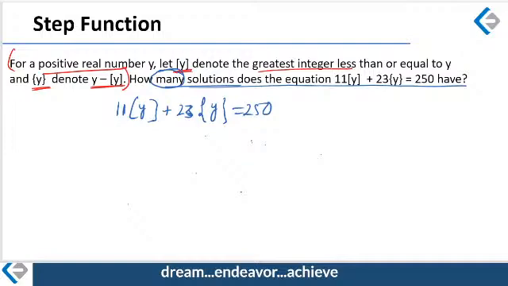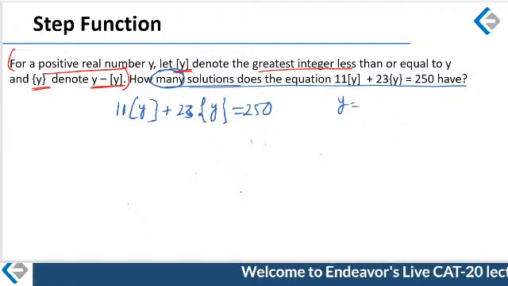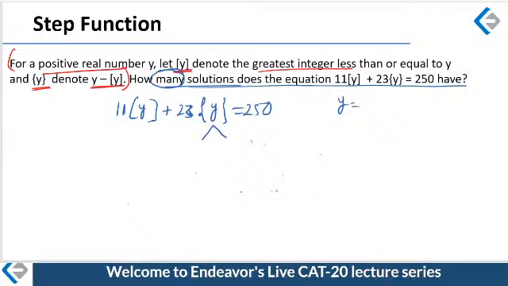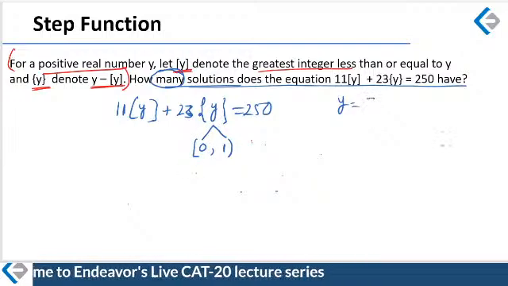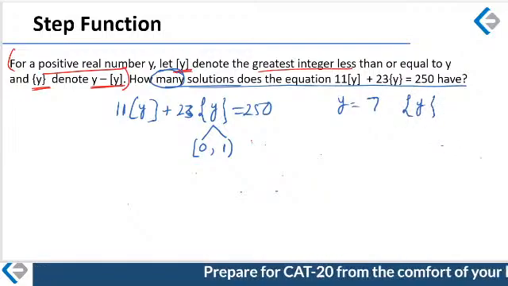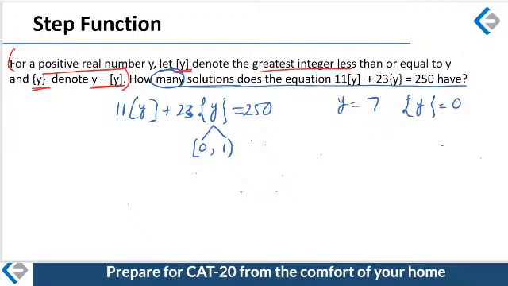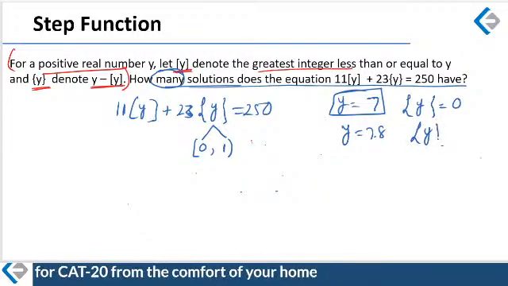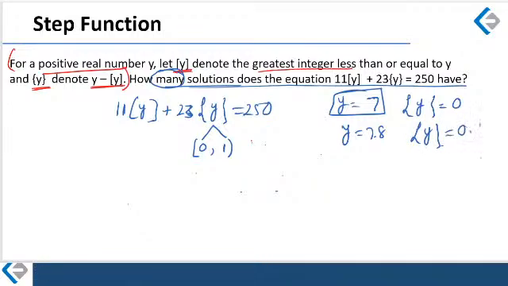Now listen to me, guys. Let's say y has taken one value. In that value of y, what can the fraction value be? It can be 0 to less than 1, with 0 included and 1 not included. If y is 7, then the flower bracket y is 0, since there is no fraction part in 7. If y is equal to 7.8, then the flower bracket y is nothing but 0.8.